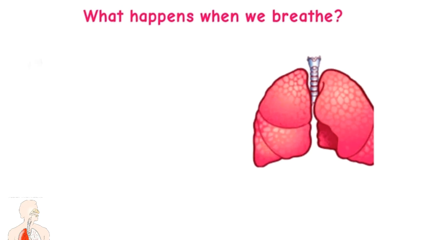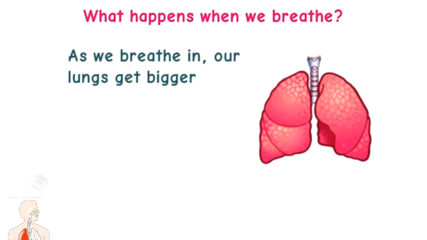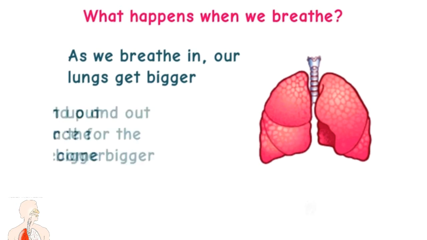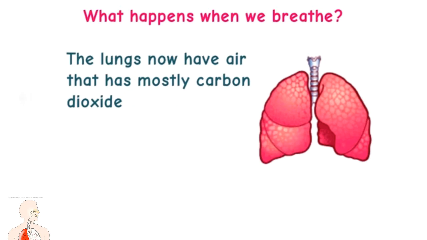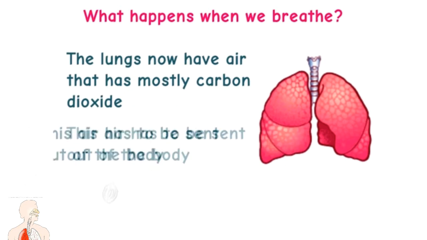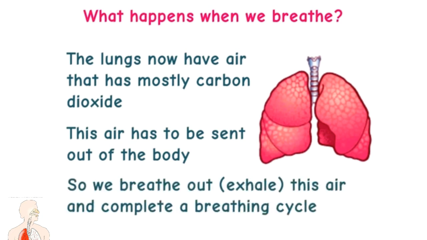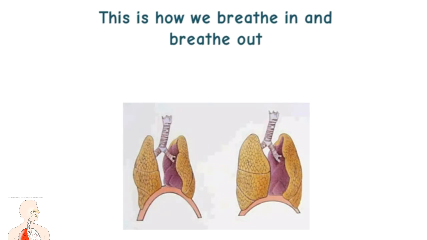As we breathe in, our lungs get bigger. The ribs lift up and out to make place for the lungs to become bigger. The air then goes into the windpipe, then into the bronchi and bronchioles. The lungs now have air that has mostly carbon dioxide. This air has to be sent out of the body. So we breathe out, that is exhale this air, and complete a breathing cycle. This is how we breathe in and breathe out.